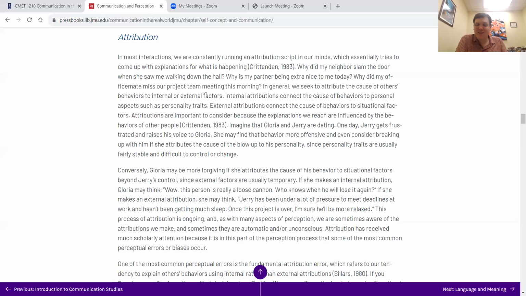So if we like someone, right, and they're doing something positive, we're more likely to interpret that as based on something internal, right? Oh, they're a good person, that's why they did this. Whereas if we dislike someone and they're doing something good, we may say, hey, what's going on here? We may be more suspicious of it.